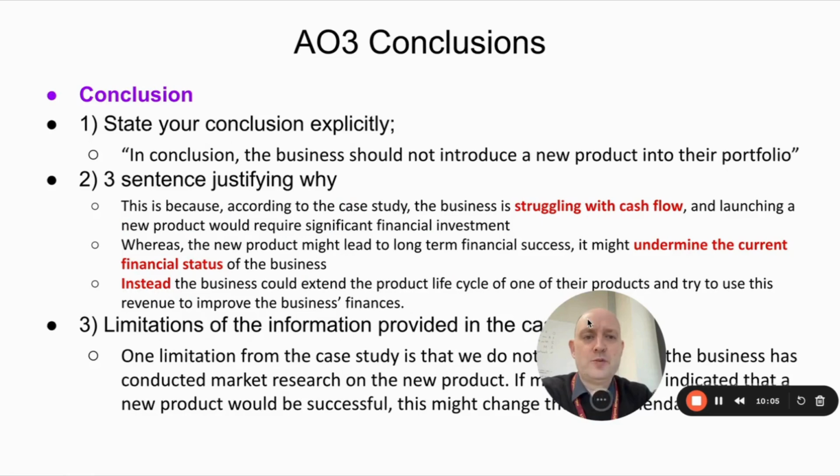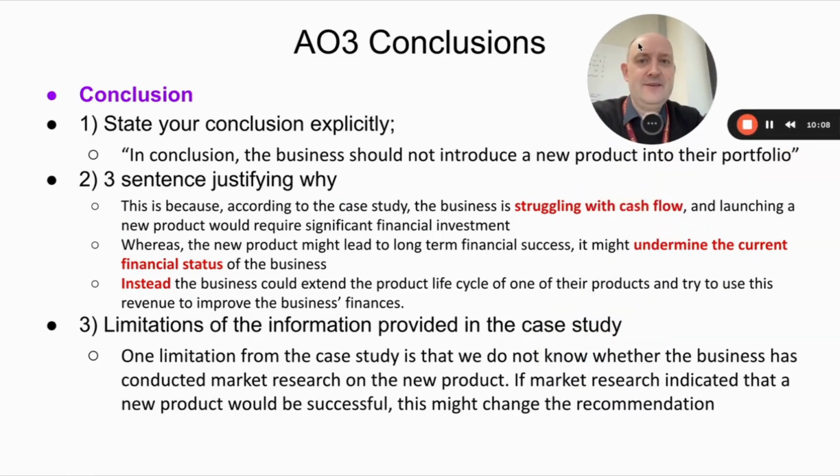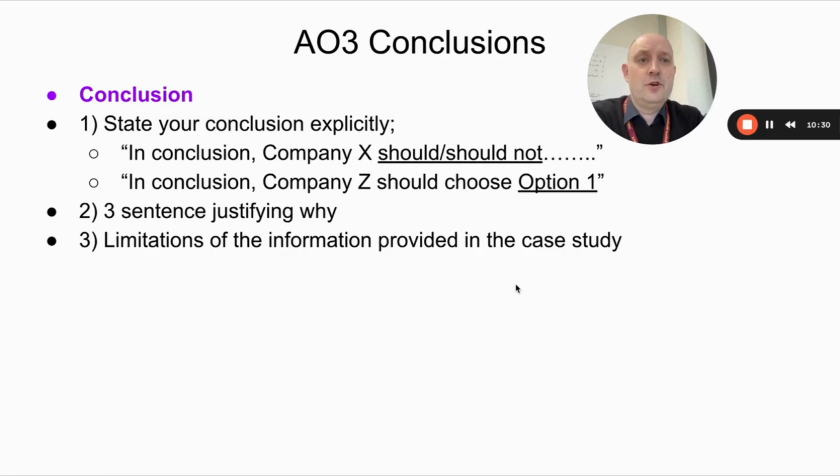So if we put that all together now, the first sentence is we explicitly state in conclusion the business should not introduce a new product. We then have three sentences justifying why using one of those suggestions I gave you earlier. And then we've got a limitation down here, but we start with "one limitation" moving forward. So to conclude, in your conclusions, I would suggest you go through three things. State your conclusions, state why, and then talk about the limitations of the case study.